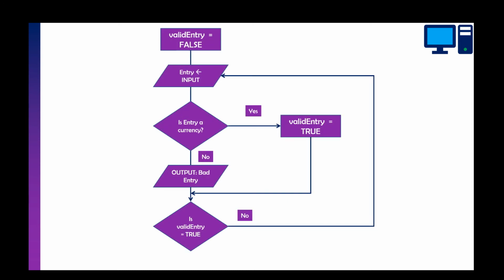Now in flowchart form, here's an example. So we've got my variable again, valid entry, we've got entry as an input, then we've got our if statement checking if it's a currency. So if it is, we set valid entry to true. If it's no, we put bad entry, and then we check at the end, is valid entry true? If it's not, we go back to the start.